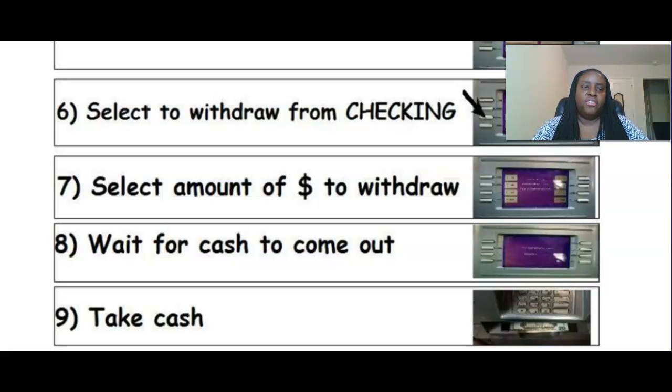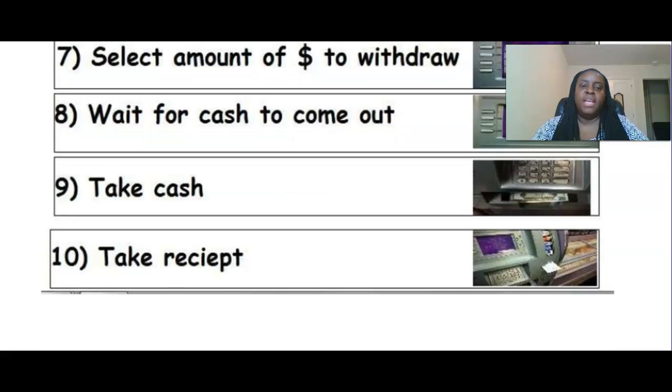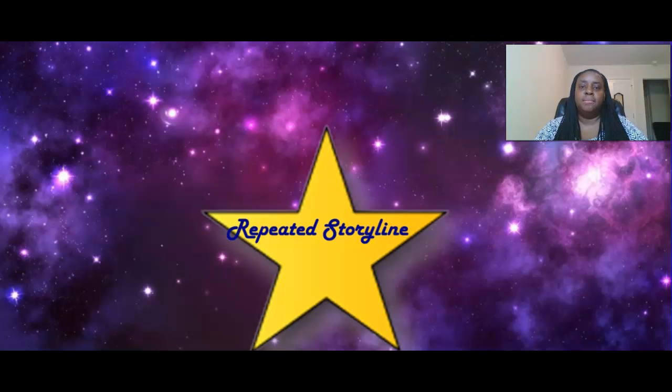You take your cash and you take your receipt. Your receipt will have how much money you have left in your account, and how much you had just withdrawn from your account. And that's how you use the ATM machine.